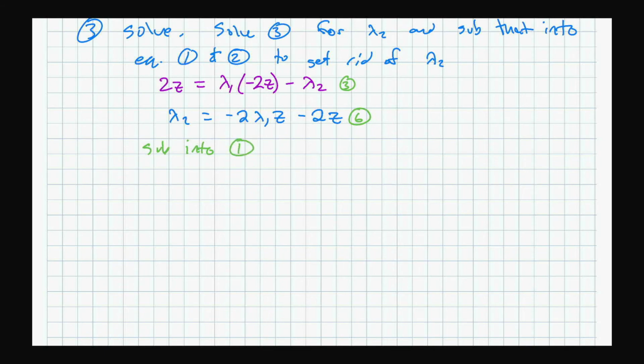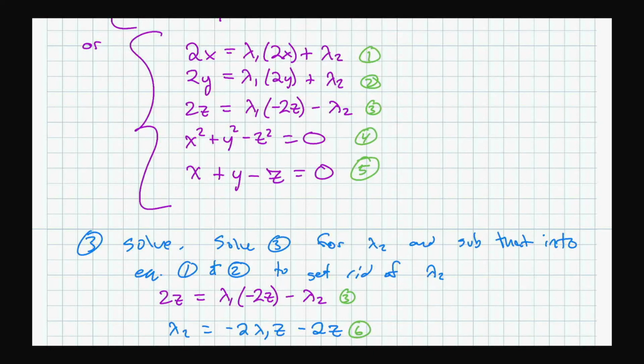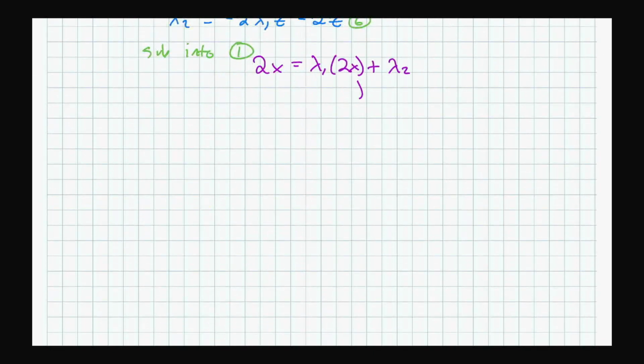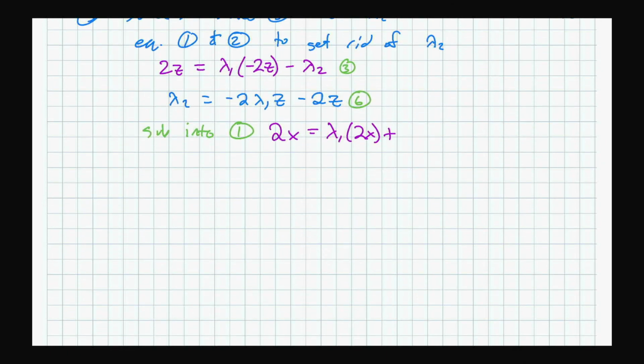So sub that into 1. So equation 1 is up here. So here's 1. And we're going to substitute that in for the lambda 2. Oops. So we're going to substitute that in for the lambda 2. Back up. Okay. Right there. Substitute it in. So we do that. We get 2x equals lambda 1 times 2x plus lambda 2. But lambda 2 is minus 2 lambda 1 z minus 2z.